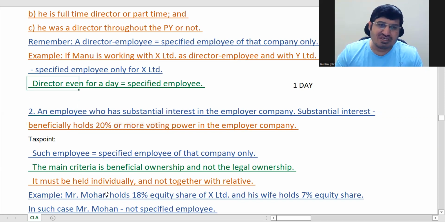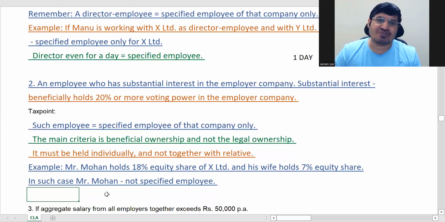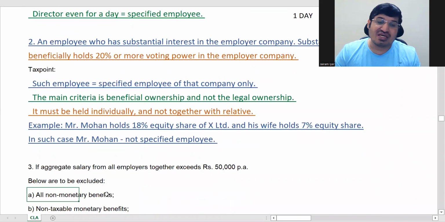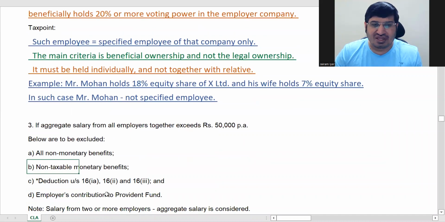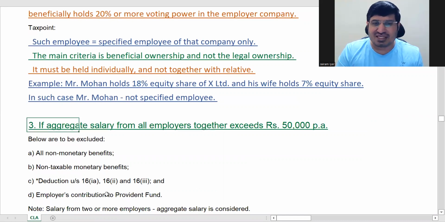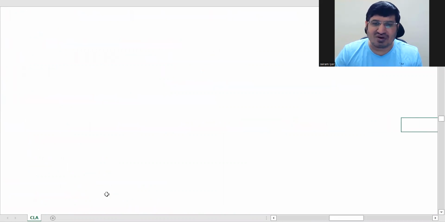So these two categories, one and two, are company specific. In whichever company you have got this criteria, then you will be specified employee of that company. Third one is different. Third one, if you fulfill, you will be specified employee of all employers. Third one says if aggregate salary from all employers together exceeds 50,000 per annum. Now see here, 50,000 per annum means how much is your monthly?